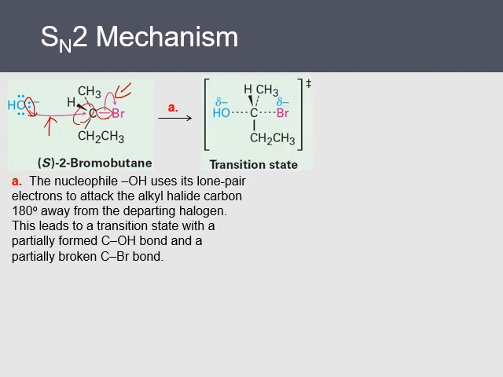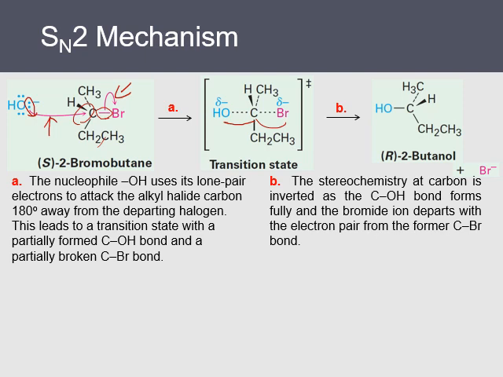So in a transition state, the oxygen-carbon distance is close enough, almost forming a new bond, and the carbon-bromine distance becomes longer and almost breaks this old bond. This transition state is a high energy instant state. It's not a compound. You cannot isolate it. It's an instant between the reactant and the product. Then the old bond breaks and the new bond forms, and that's the product.